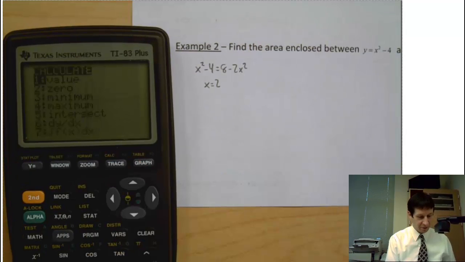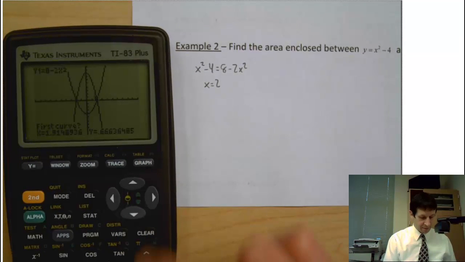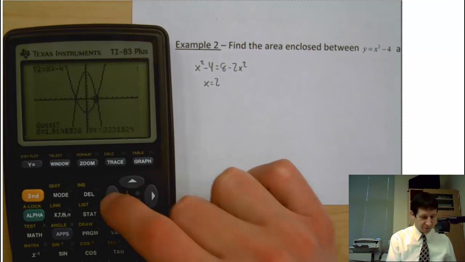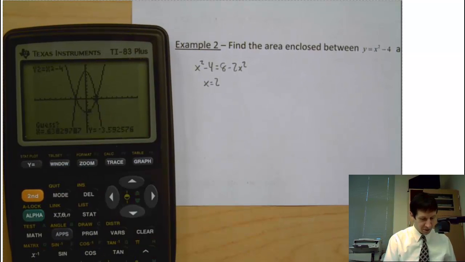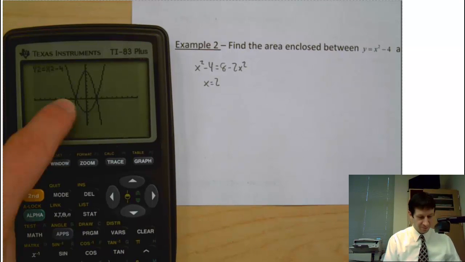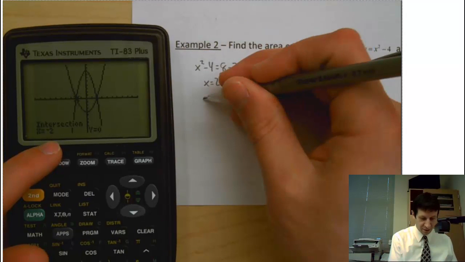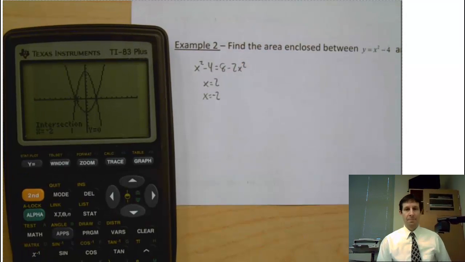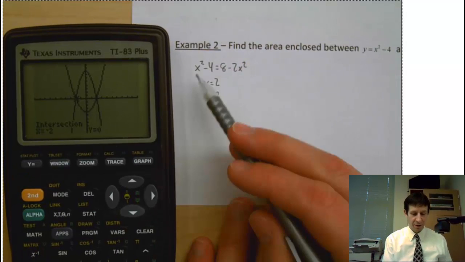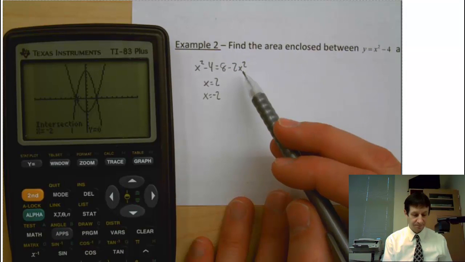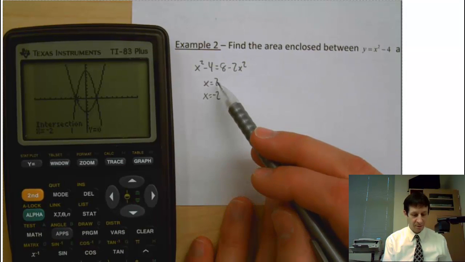I'm going to repeat that real quick. First curve, second curve. This time I want to guess over near negative 2. And sure enough, it told me the intersect. Okay, so in terms of work, show that you're setting these two equal to each other and get our answer.